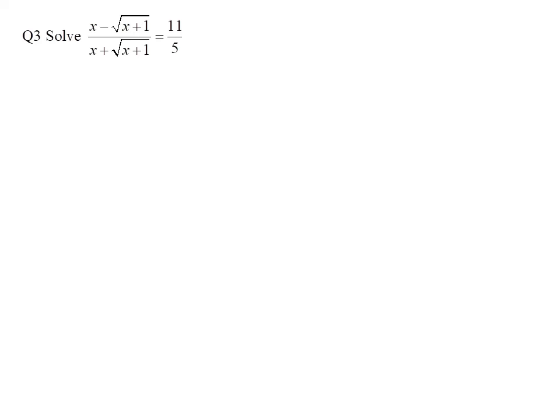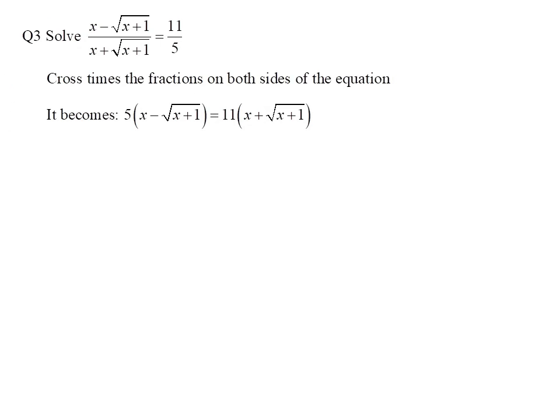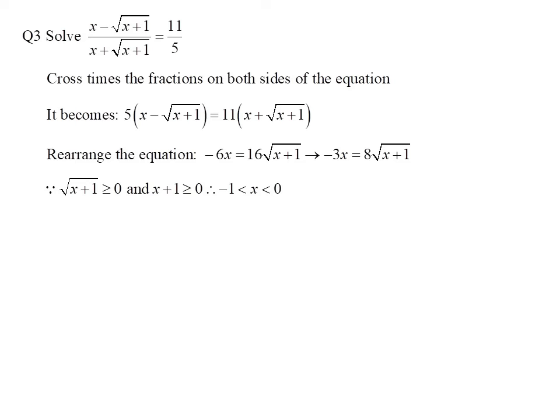Question 3 is a fractional equation with square root form. The first step here is to cross-multiply the fractions on both sides of the equation and then rearrange them. The equation is simplified to its new form, which is negative 3x equals 8 square root of the sum of x plus 1. Since the square root of x plus 1 must be greater than or equal to 0, and at the same time x plus 1 is also greater than or equal to 0, the solution of this equation must be in the range of negative 1 and 0.